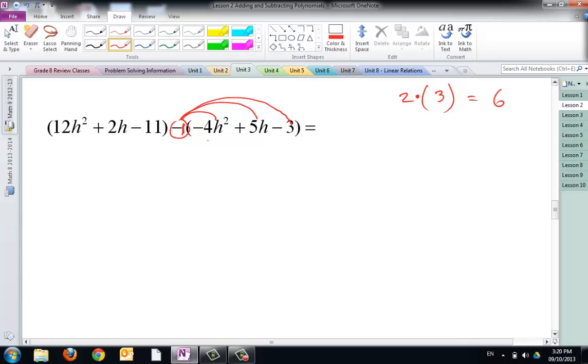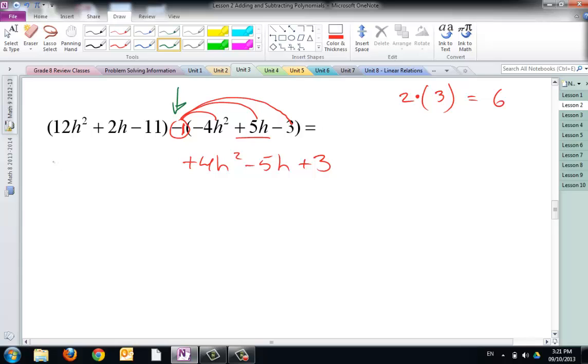So it's like saying negative 1 times negative 4h squared. Well, that is a positive 4h squared. Negative 1 times a positive 5h, that's going to be a negative 5h. And negative 1 times a negative 3, that's going to be plus 3. So that is the concept that is really important in subtraction, that you remember when you have a minus sign, it will change the signs of things that follow it.